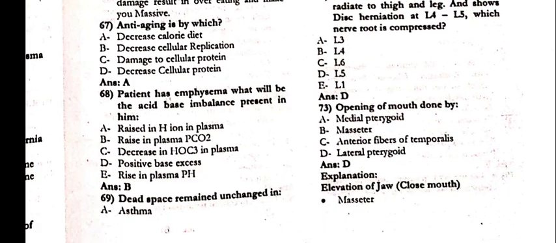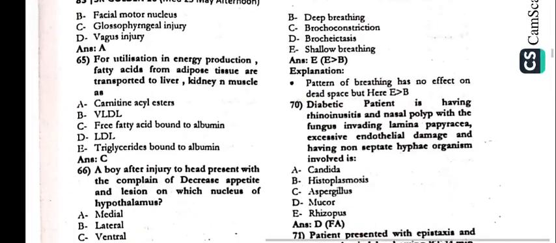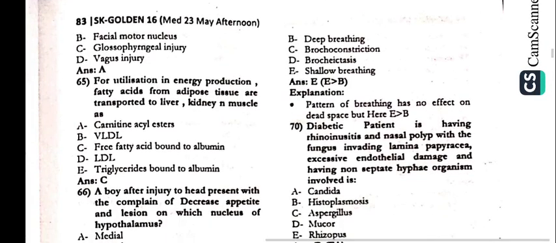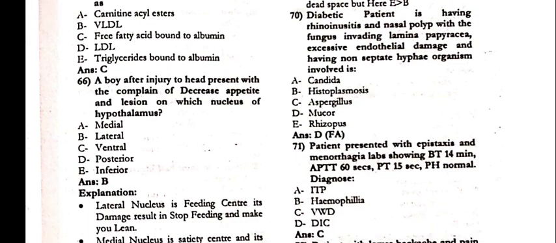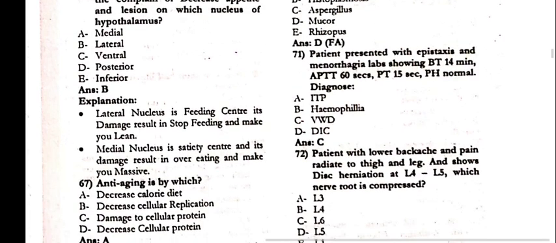68, the patient has emphysema. What will be the acid base imbalance present in him? That is raised plasma partial pressure of carbon dioxide. Dead space remained unchanged in shallow breathing. 70, the diabetic patient is having rhinosinusitis and nasal polyps with the fungus invading lamina papyracea, excessive endothelial damage and having non-septated hyphae, organism involved would be the mucor. The patient presented with epistaxis and menorrhagia. BT 14, APTT 60, PT 15 seconds, pH normal. Diagnosis is von Willebrand disease.